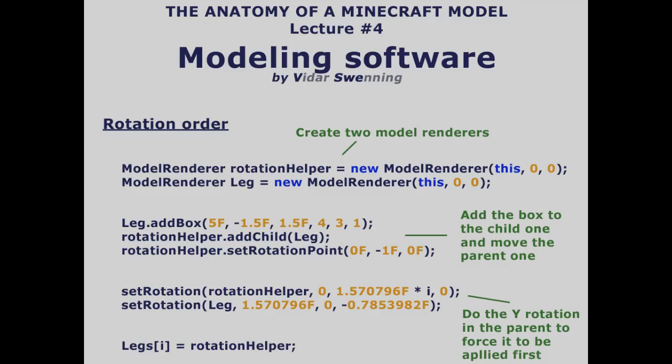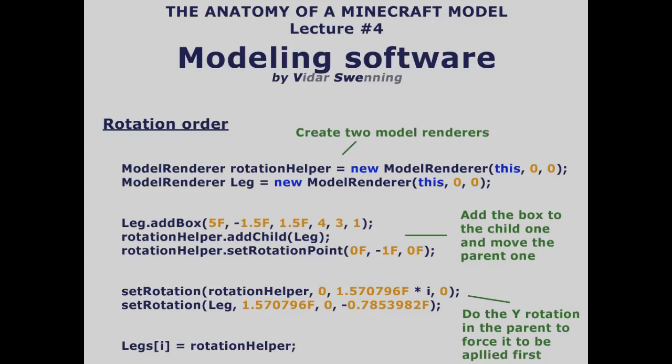It's quite important in some cases to force it to rotate in another order, because if we rotate one angle and then rotate the next angle in another dimension, then that's going to be affected by what we rotated in the first place, and maybe we want to force it to rotate in another order. To do so we can do something like this. We create two model renderers. One's called rotation helper, and one the normal model renderer. In this case it was called leg, that was automatically generated by Techne. That's why it has an uppercase L there.